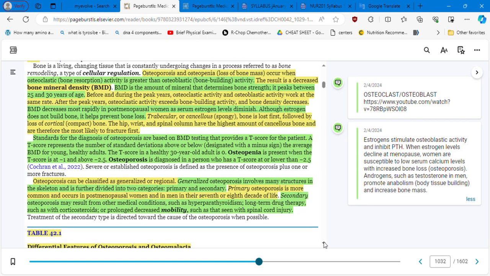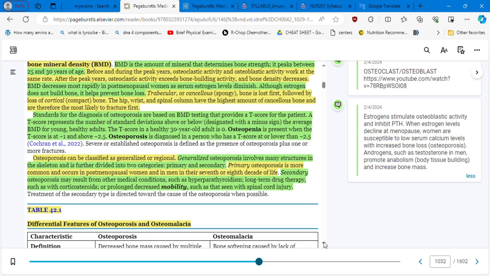And we spoke about the T-score. Osteoporosis can be classified as generalized or regional. Generalized osteoporosis involves many structures in the skeleton and is further divided into two categories, primary or secondary. Primary osteoporosis is more common and occurs in postmenopausal women and in men in their 7th or 8th decades of life. It's kind of natural osteoporosis, right?